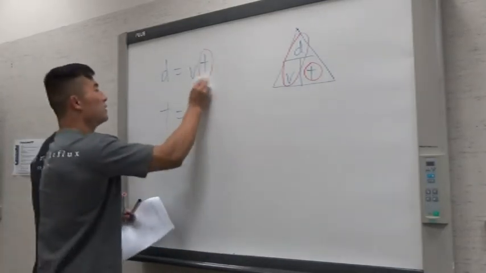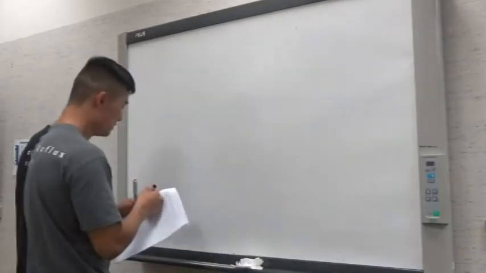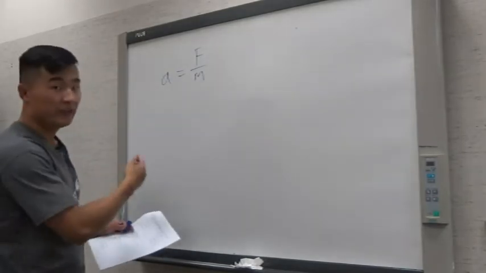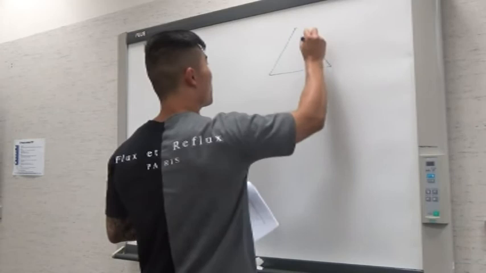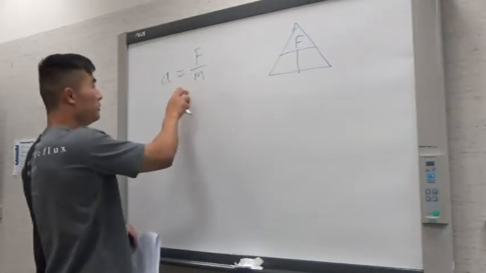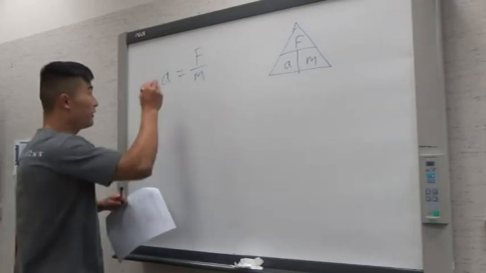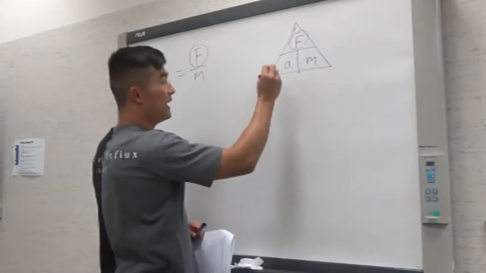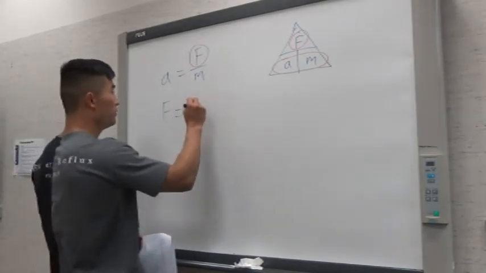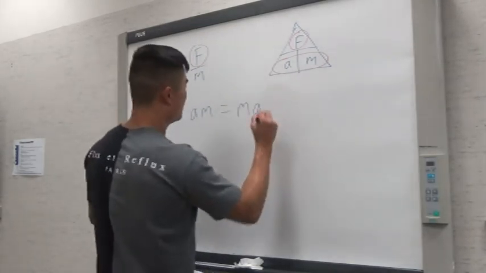Next, we have acceleration is equal to force over mass. Again, we have three variables, so we're going to build that triangle. The top one will be F, and the bottom two will be A and M. Okay, and we want to rearrange for F, right? So we need F on its own. That means A and M will be together on the other side of F. That's going to become force is equal to A multiplied by M, and it doesn't matter which order they're in, so it's the same thing as M times A.